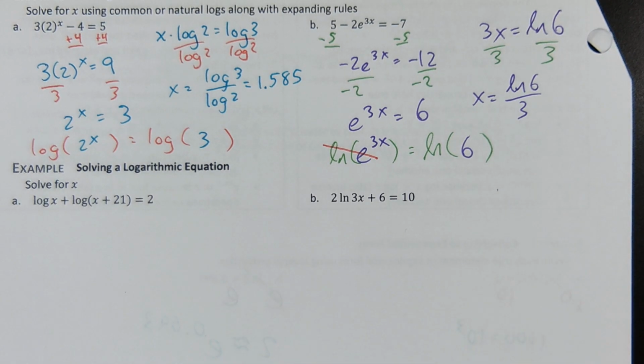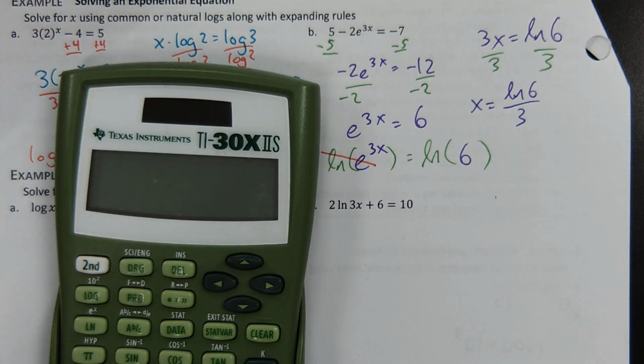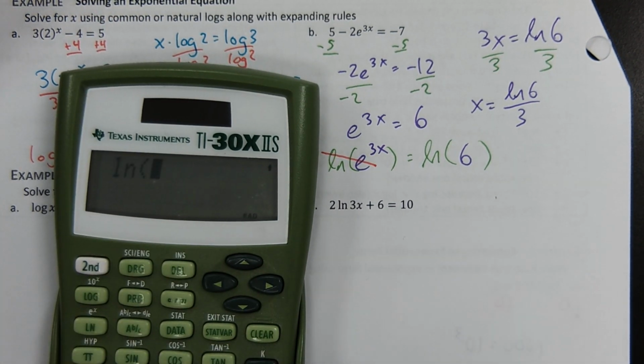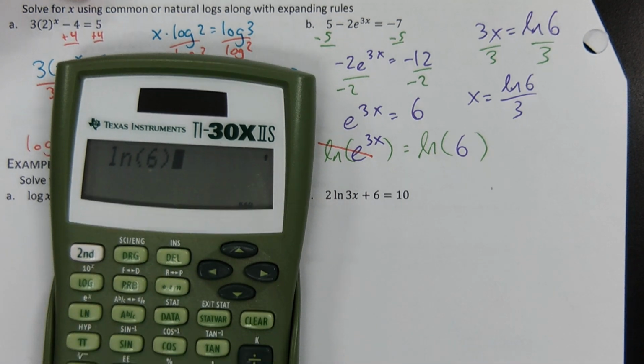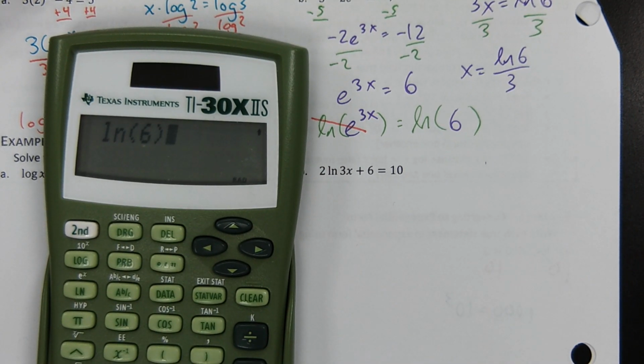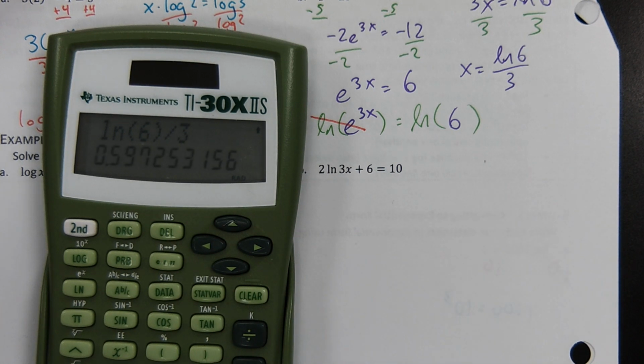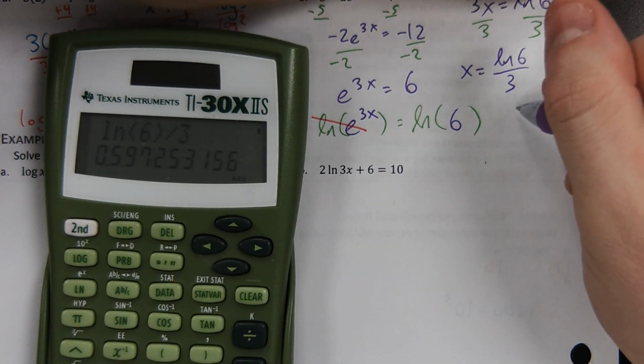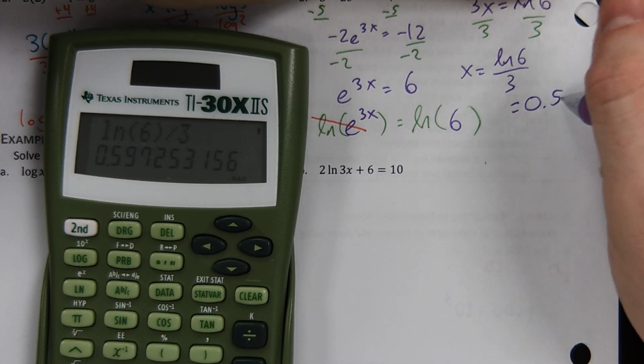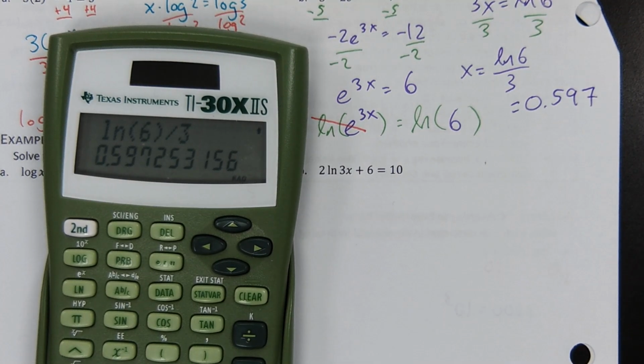Now I don't know what that equals. I have to grab a calculator. ln of 6, make sure you close your argument. If you don't close your argument, your calculator will think that it's the natural log of 6 divided by 3, which is ln of 2. So you have to close the argument. There we go. 0.597. To 3 decimals.